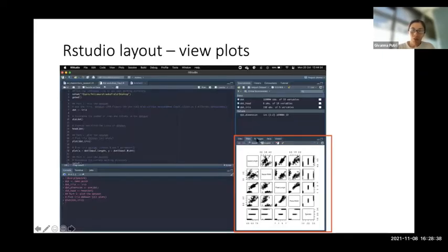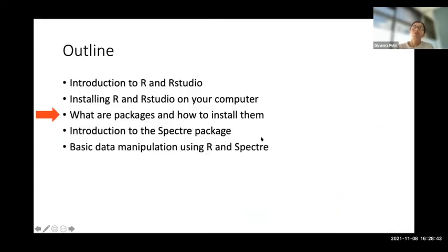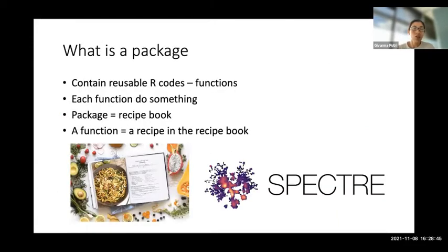The next one is packages and help, which I'll go through next. So first of all, what are packages? You can think of packages as a bunch of reusable R code. Within packages, there are functions, which are the reusable R code. Each function is responsible for doing something, generally only one thing. You can think of a package as a recipe book and a function as a recipe inside the recipe book. And Spectre is an R package that we developed.